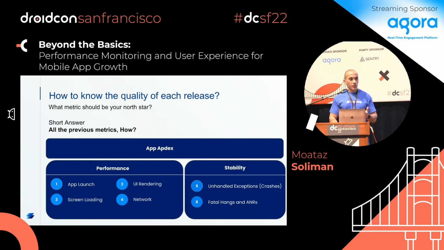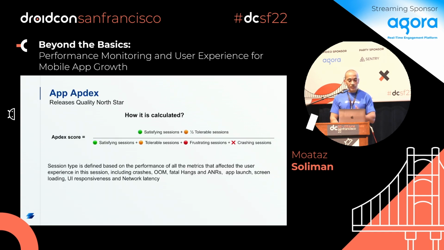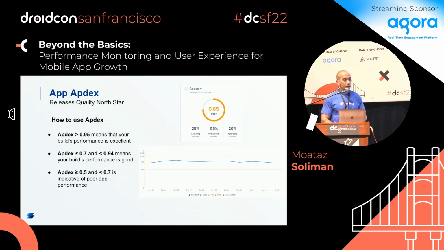The way that this works is that we're looking into every session that your app is experiencing, and we're classifying it into 4 different buckets. There are the satisfying sessions, the tolerable sessions, the frustrating sessions, and the crashing sessions. Based on this, we define how good the number of sessions that are satisfying or tolerable is versus the ones that are not. So we calculate the app abdex by dividing the satisfying and tolerable sessions by the total number of sessions that you have in the app. This gives you a single metric that you can base the stability of any new build on.